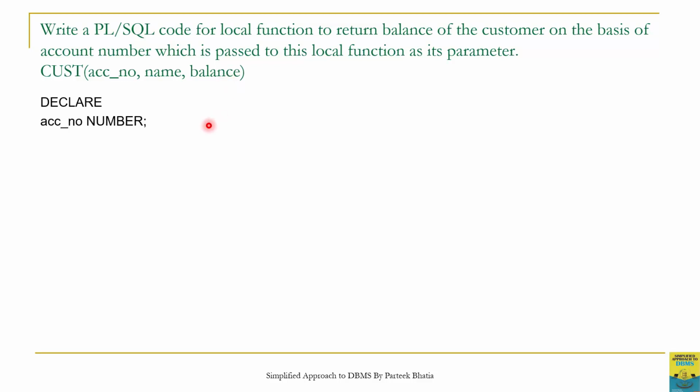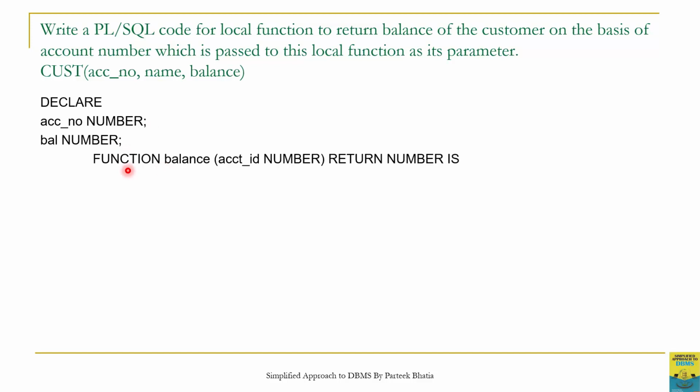In the declare section, we are declaring some variables to store account number and balance. We are defining a local function with the name balance. We are passing one parameter, account ID, as a number type. This parameter will be of IN type. Since IN is the default type of the argument, we have not written IN. But of course you can always write IN for better readability.